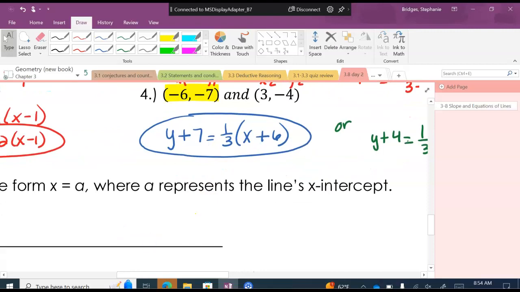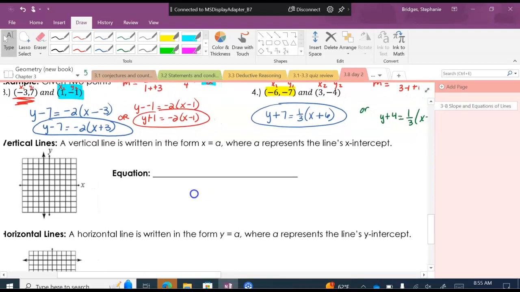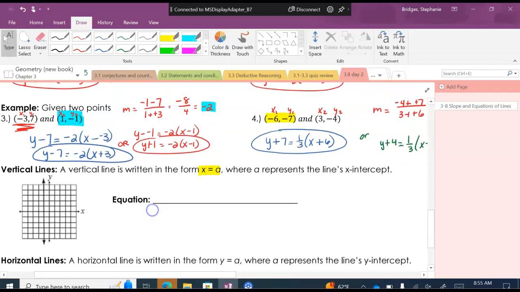And then we're going to talk about the equations of horizontal and vertical lines. The horizontal lines we can actually figure out. Vertical lines you cannot. Okay, this you just have to memorize. There's no way I can show you why this works the way it works. You just have to memorize the vertical line is always going to be x equals some number. How do you know what number it is? You look at where that line crosses the x-axis.